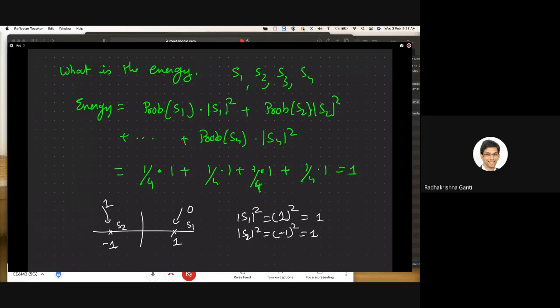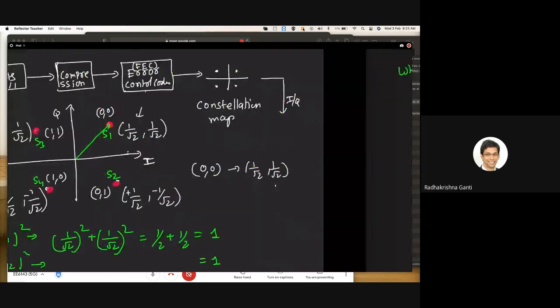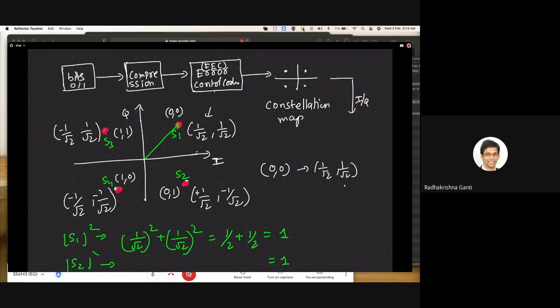What is the probability of 1 in this case? 0.5, which is half. Similarly, probability of minus 1 is also half. So the total energy will be equal to 1. When we go to 16 QAM and 64 QAM, I'll show you the values. It will be a little bit weird. They will have 1 by square root 3s and all those things also. The main reason is to make sure that the energy is normalized to 1.